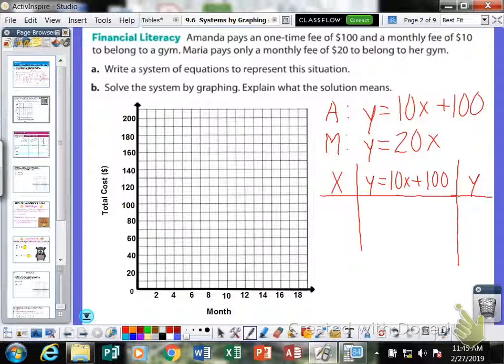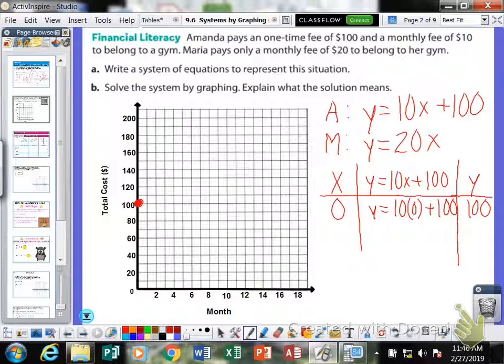Okay, so we can plug in some of these points here. So let's start with, say, x is 0. If I plug in 0, I get y equals 10 times 0 plus 100. That's going to give me a y value of 100. Okay, so my first ordered pair would be 0 and 100. So x is 0, y is 100, so along my x-axis is 0, so I don't have to go any left or right anywhere. My y-axis is 100, so I'm just going to go up to 100 and place my point right there.